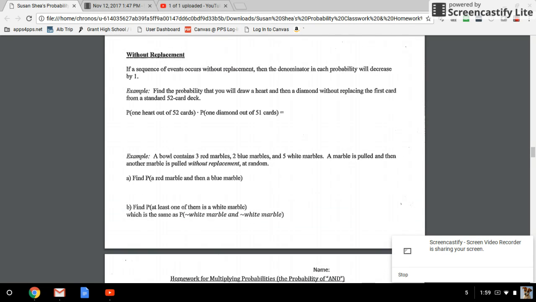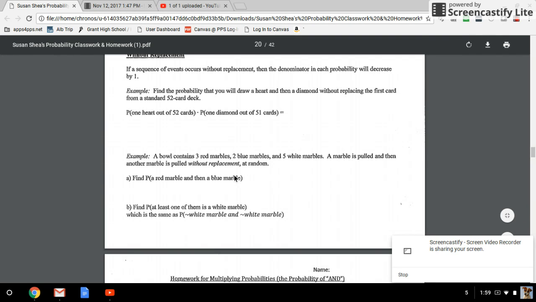Okay, there's another one with marbles. I want you to look up here and try this on your own. A bowl contains 3 red marbles, 2 blue and 5 white. A marble is pulled, and then another is pulled without replacement at random. I want you to find the probability of a red marble and then a blue marble, and find the probability of at least one of them is white, which is the same as a white and a white marble. Okay? Why don't you wait on B, but why don't you try A with your neighbor?